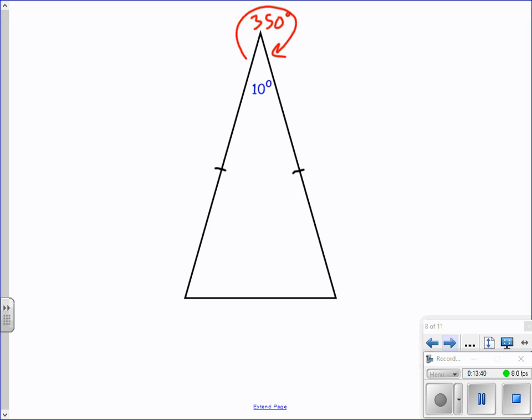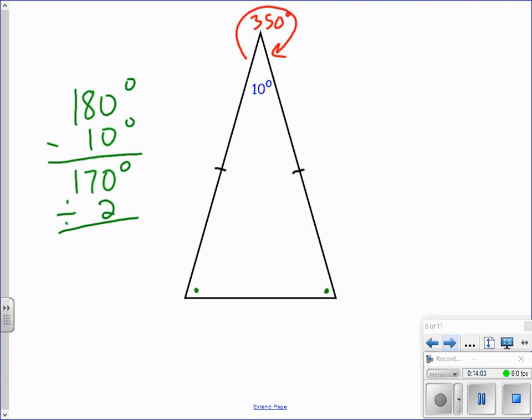I think I'll take the triangle, which is 180 degrees, and subtract the 10 degrees, which I know. That leaves me with 170 degrees for these two equal angles. If they are equal and they make 170, if I divide it by 2, then that would tell me how much each equal angle is. Oh my goodness, I think that's going to be 85 degrees.